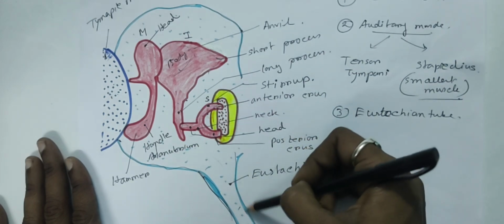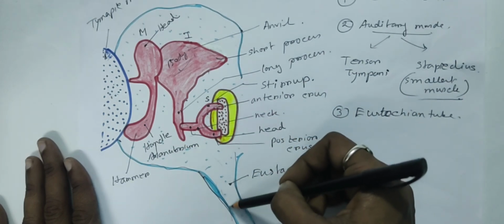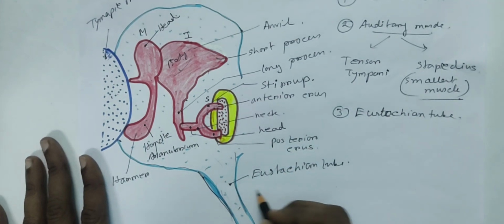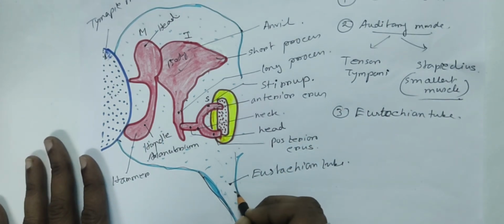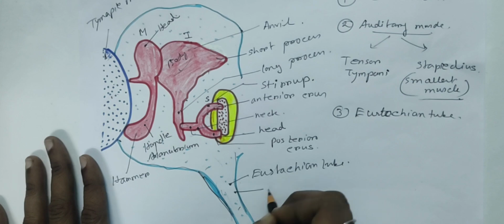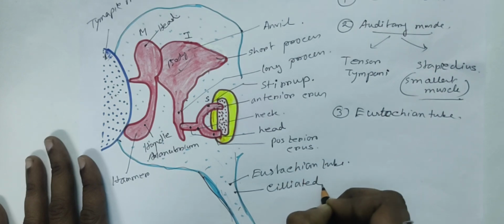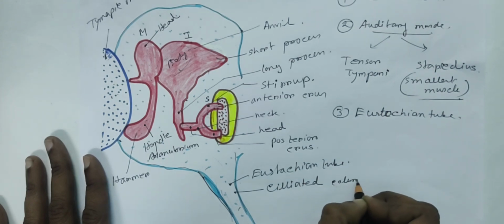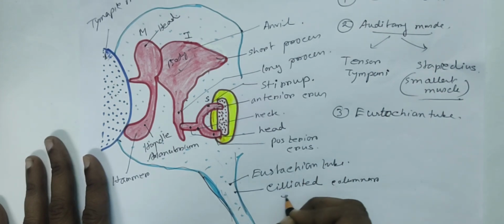And this eustachian tube is lined with ciliated columnar epithelium. The type of epithelial tissue of the eustachian tube is ciliated columnar epithelium.